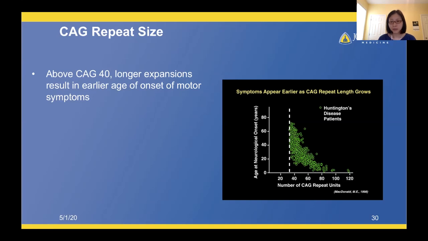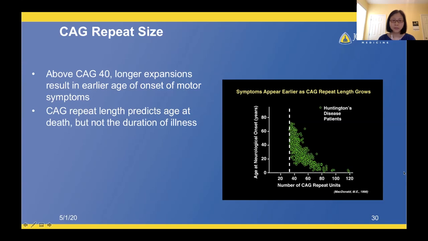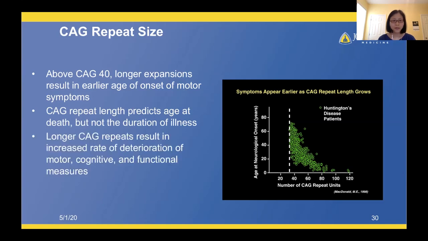And it is unpredictable. And what else accounts for that? Genetic modifiers is one. So some have been identified through GWAS studies. There are likely unknown environmental factors that might also influence age of onset. There are likely functional or structural properties of the mutant Huntingtin, or its cleaved and post-translationally modified species. So those are all under active investigation. And CAG repeat length also can predict age at death, but not the duration of illness. And longer CAG repeats also result in increased rate of deterioration of motor, cognitive, and functional measures.